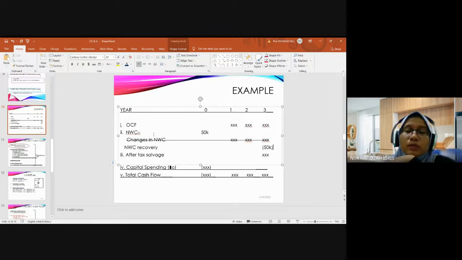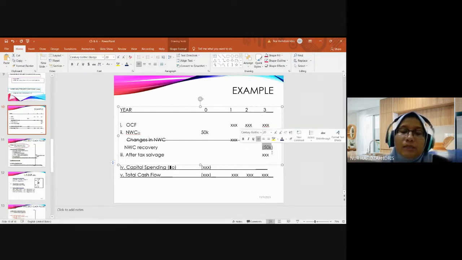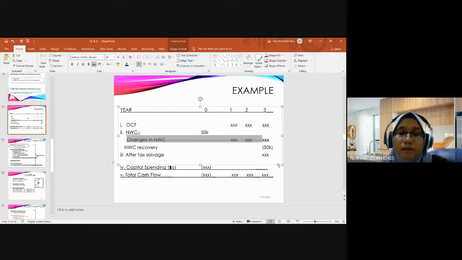So sebenarnya net working capital ni dia kena balance. Kalau awal kita dapat masuk duit 50,000, akhir kena keluarkan duit, so at the end it will be 0. Kalau awal kita negatif 50,000, akhir sekali kita kena dapatkan positif 50,000. Okay, so this is initial net working capital. For the change in net working capital, kejap lagi kita akan buat.